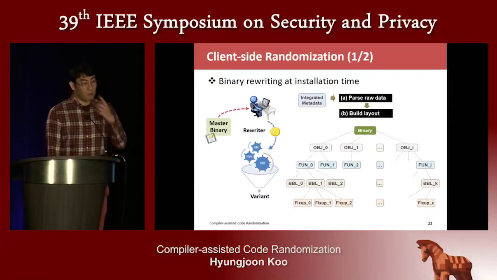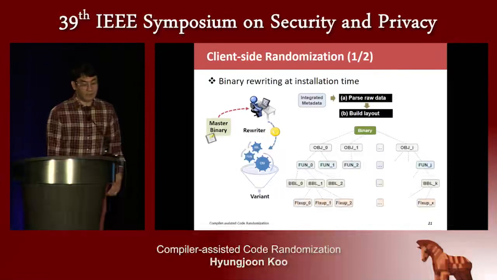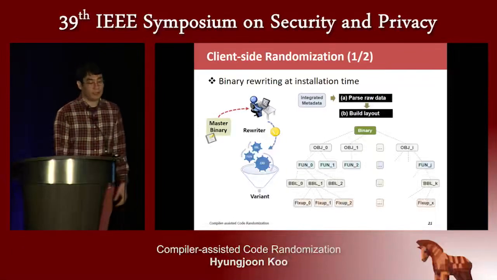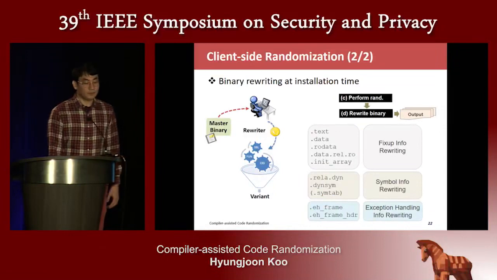Recall that we don't do any disassembly or binary analysis at this phase. We reconstruct the layout from the base block, function, and object from the bottom-up level, and then we reconstruct the binary hierarchy as a tree structure. Then we perform randomization on that, and then we rewrite the binary. The three boxes on the left show the sections in ELF to be updated for fix-up information, symbol information, and exception handling.